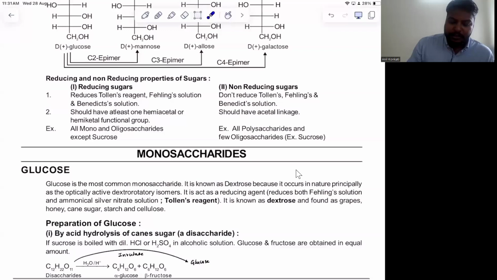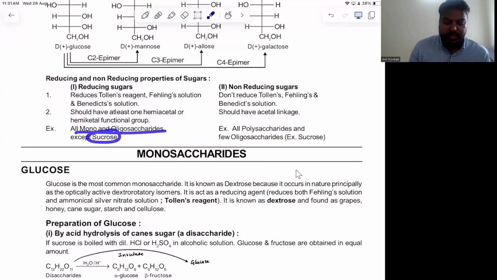Next. Sugars can be categorized as reducing and non-reducing. Reducing sugars are those which can reduce Tollens, Fehling's, and Benedict's solution. Which does not reduce these three, we call non-reducing. Reducing sugars should have at least one hemiacetal group. Here, it should have acetal linkages. Monosaccharides and oligosaccharides except sucrose are generally reducing agents. All polysaccharides, including sucrose, are non-reducing.